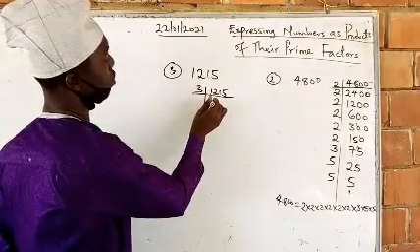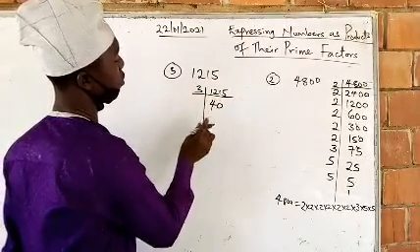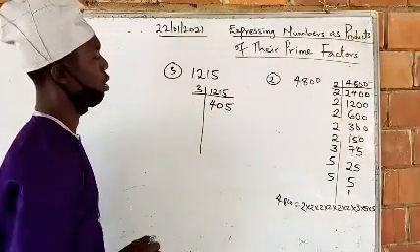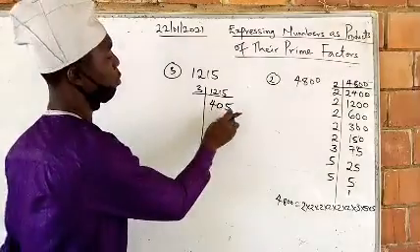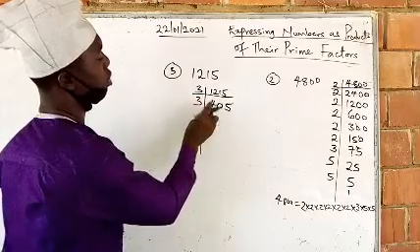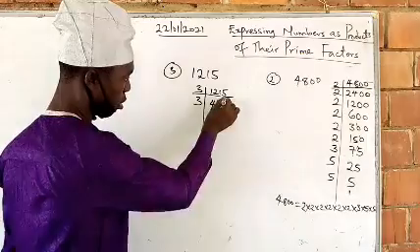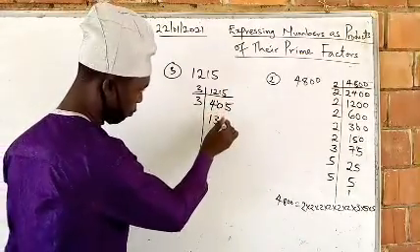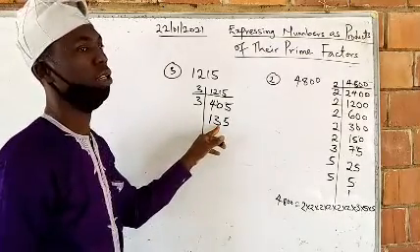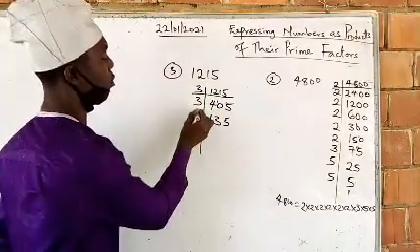3 in 12, that is 4. 3 in 1, that is not possible. Then 1 and 5, that is 15. 3 in 15, 5. So we follow the same process again. 4 plus 5, that is 9, which is divisible by 3. So we can still use 3. 3 in 4, 1, remainder 1. 3 in 10, 3, remainder 1 again. In 15, 5. Let's add the digits again. 1 plus 3, 4, plus 5, 9. 3 is a factor of 9, so 3 is a factor of this number.